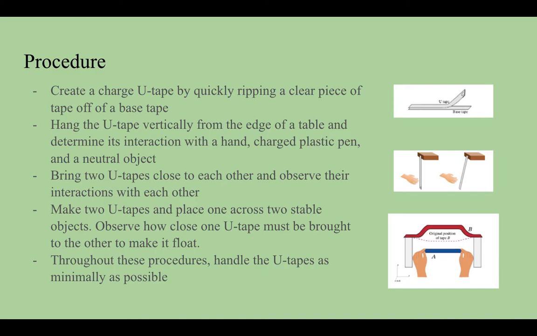The procedure is to create a charged U-tape by quickly ripping a clear piece of tape off of base tape, and then hanging the U-tape vertically from the edge of the table, and determining its interaction with a hand, a charged plastic pen, and a neutral object. Then bring two U-tapes close together and observe their interactions with each other, and then make two U-tapes and place one across two stable objects and observe how close one U-tape must be brought to the other to make it float. Throughout these procedures, the U-tapes need to be handled as minimally as possible.